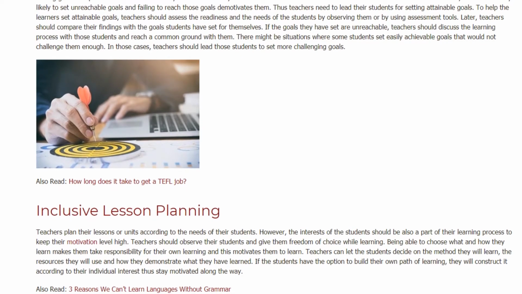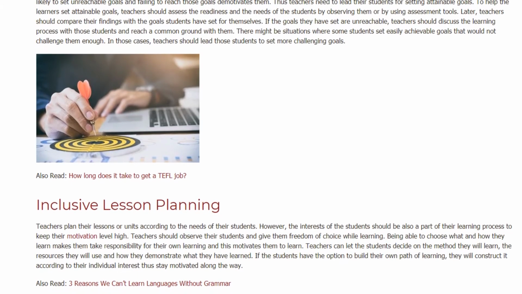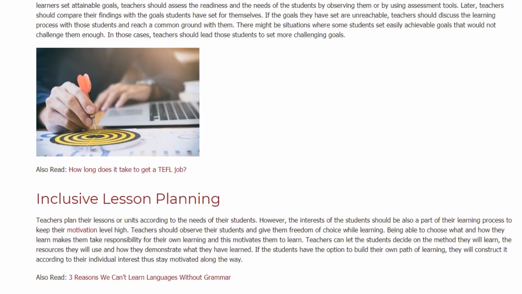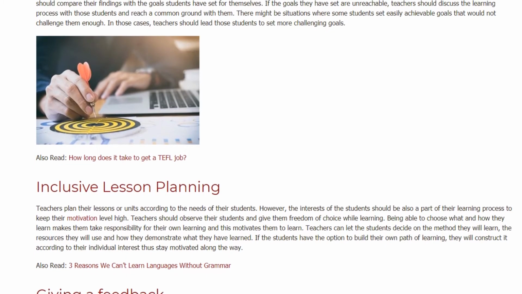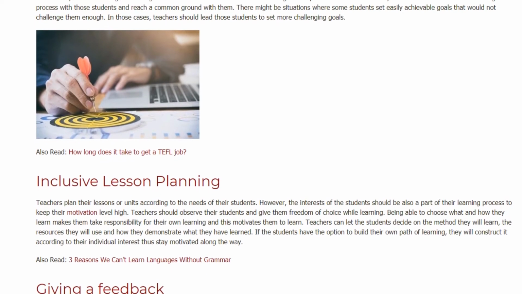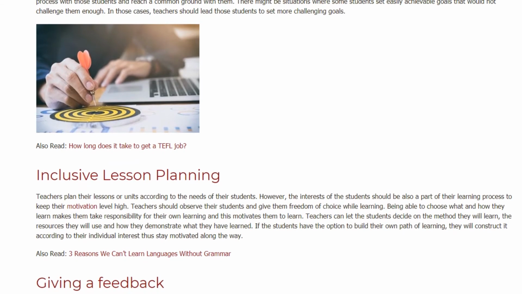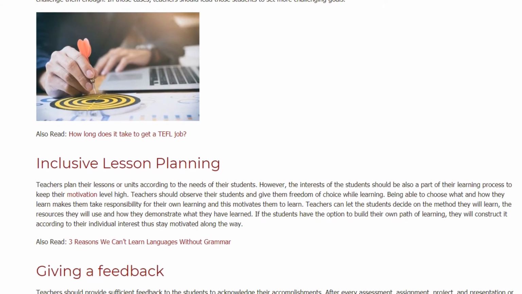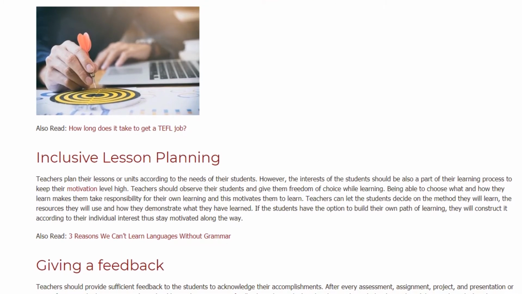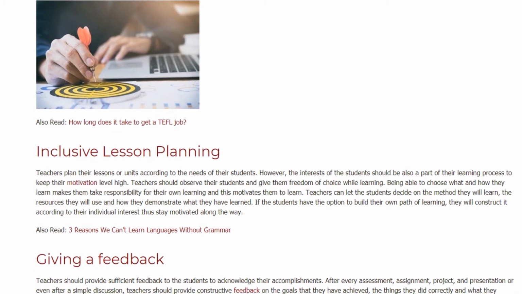Being able to choose what and how they learn makes them take responsibility for their own learning, and this motivates them to learn. Teachers can let the students decide on the method they will learn, the resources they will use, and how they demonstrate what they have learned. If the students have the option to build their own path of learning, they will construct it according to their individual interests, thus stay motivated along the way.